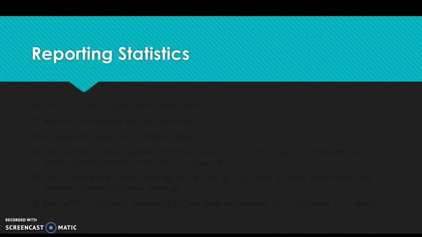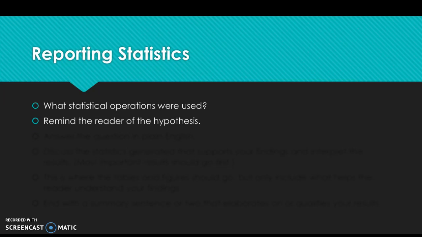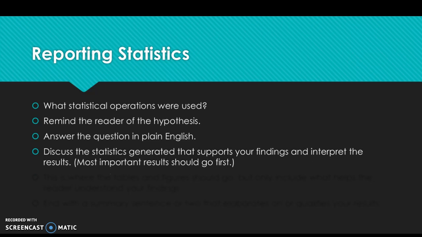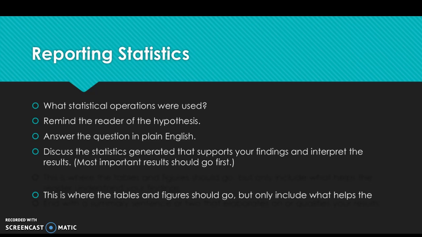Reporting your statistics. First, you need to explain what statistical operations were used. Remind your reader of your hypothesis. Answer the question in plain English. Discuss the statistics generated that support your findings and interpret the results. Most important results should always go first.